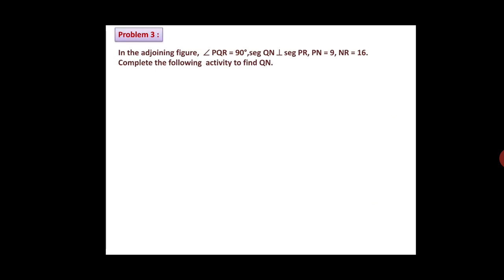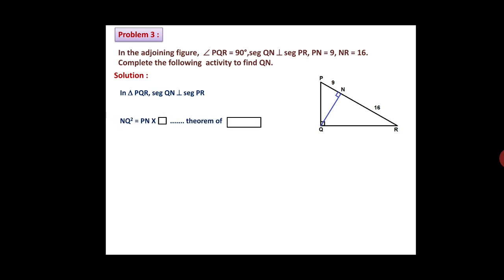Now, let us try one more problem. In the adjoining figure, angle Q is 90 and segment QN is perpendicular to PR. PN is given as 9 and NR is 16. Complete the following activity to find QN. So friends, again this figure you are well known. In triangle PQR, QN is perpendicular to PR. At the same time angle Q is 90.